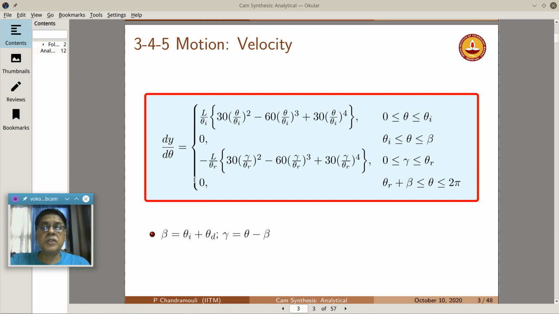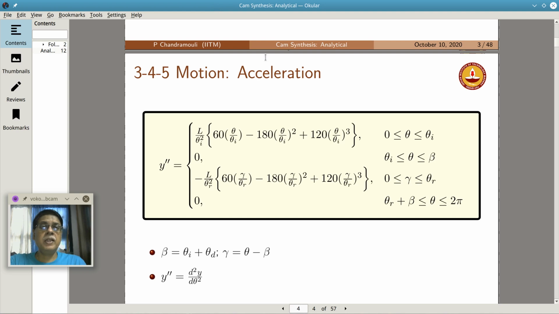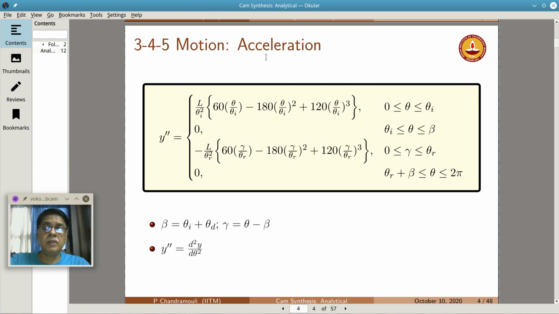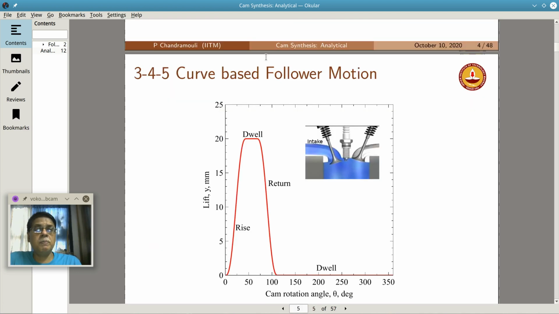Obviously in the dwell periods the velocity is going to be 0. You do one more derivative: d square y by d theta square is going to be, remember, dy by dt is omega dy by d theta. So if I do d square y by dt square, it is going to be omega square times d square y by d theta square. So the so-called acceleration is going to be essentially a scaled version of d square y by d theta square, which I am calling y double prime. So this is the expression for y double prime. All these we derived earlier. I am just showing this again just for the sake of completeness.